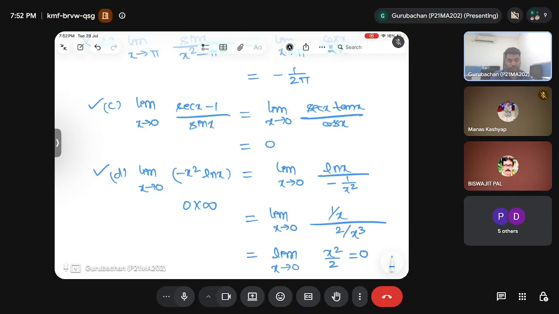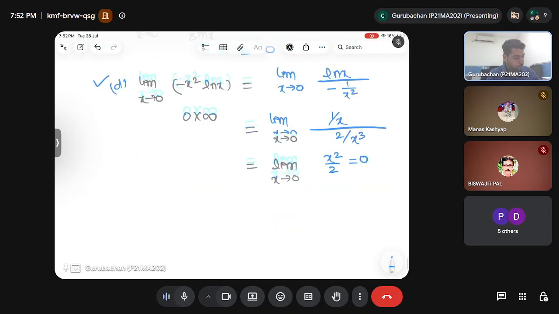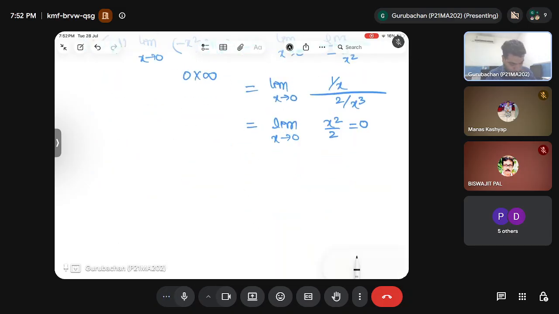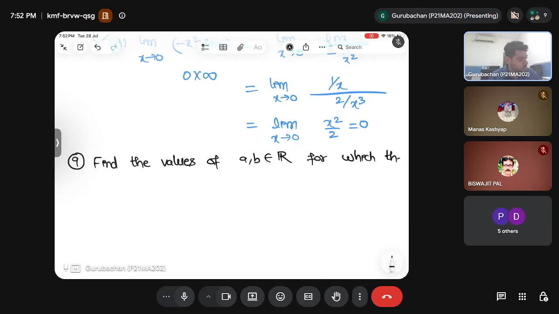Is it fine? Yes. Now let me give you one more problem based on this indeterminate form. Find the value of a and b from R for which the following limit exists.